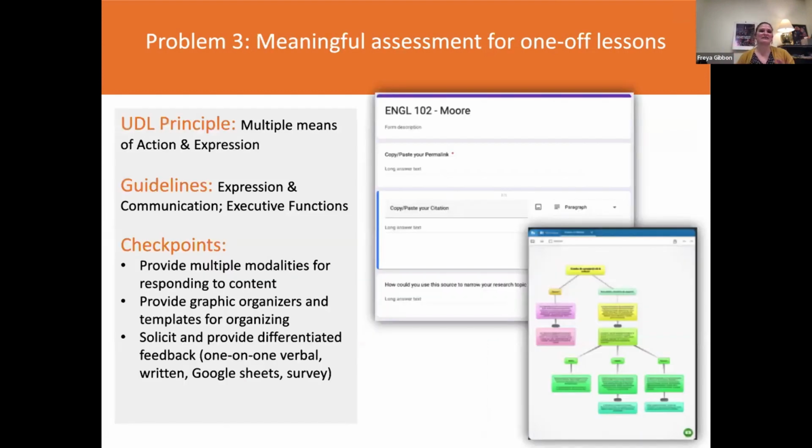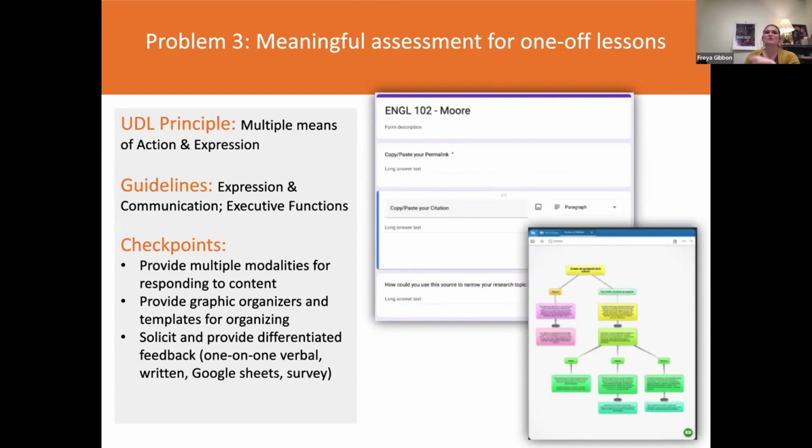And this is the last example that I'm going to share, but that there should be meaningful assessment. How do you meaningfully assess a one-off lesson? And multiple means of action and expression, that UDL principle is sort of stating that learners differ in how they navigate the information environment and how they express what they know.